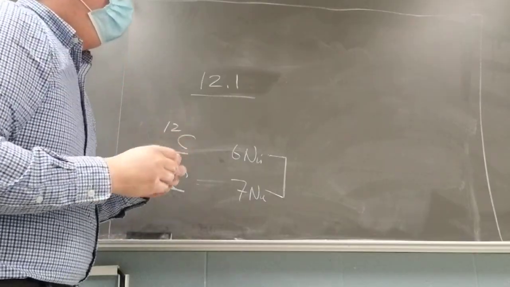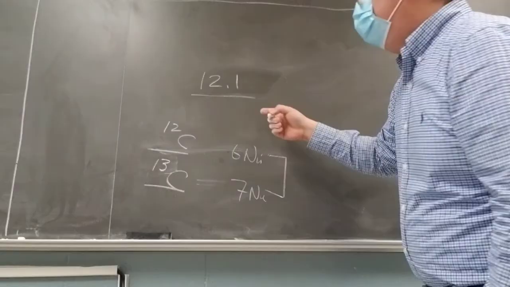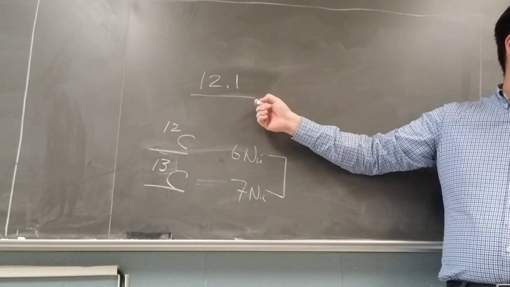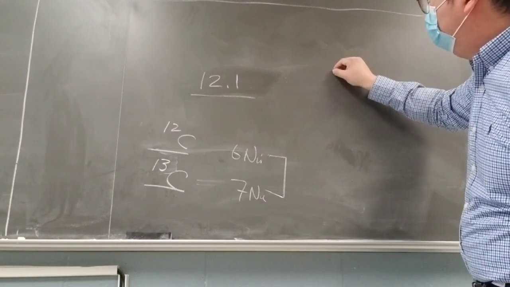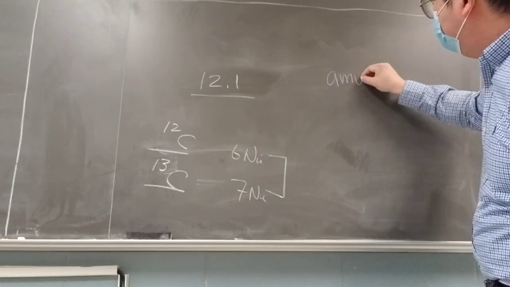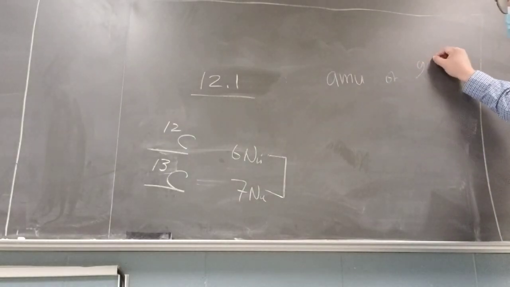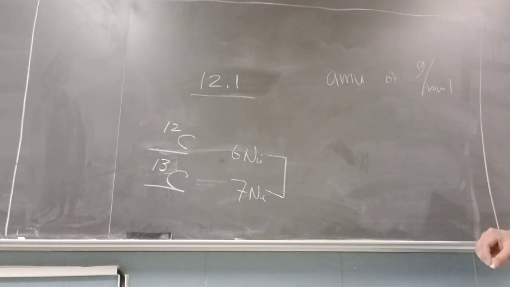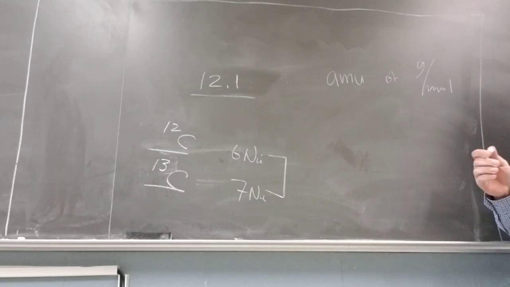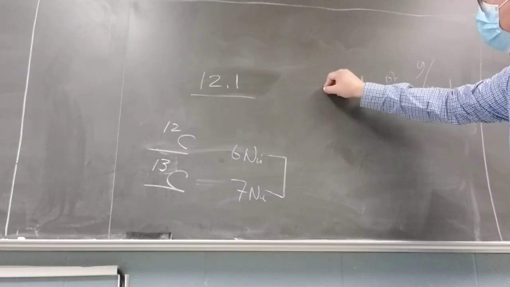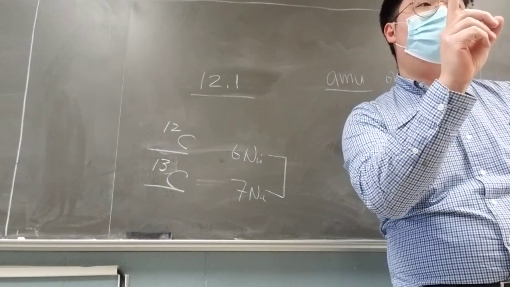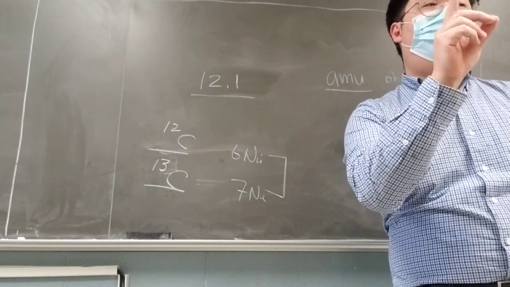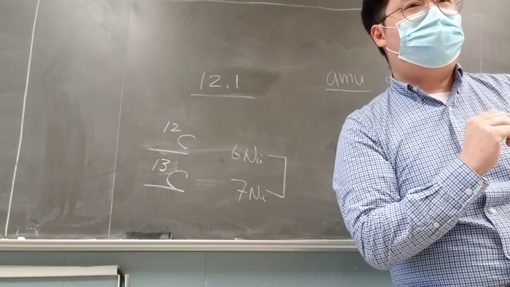Oh, I forgot to tell you. Whenever we mention atomic mass or molecular weight, we use either AMU or grams per mole. These are basically the same thing. So AMU, think about it. Whenever you have 1 proton or 1 neutron, that number is really, really small, right?